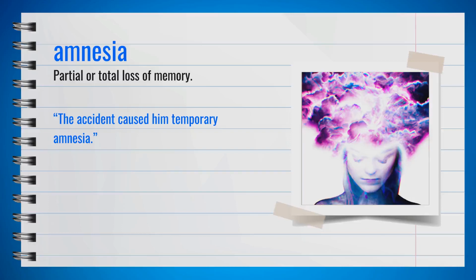The word amnesia, A-M-N-E-S-I-A, is a noun. It refers to partial or total loss of memory, pronounced amnesia. A synonym can be memory loss. For example, in the sentence, the accident caused him temporary amnesia. It means he lost his memory temporarily due to the accident. To summarize, amnesia means losing one's memory either partially or completely.